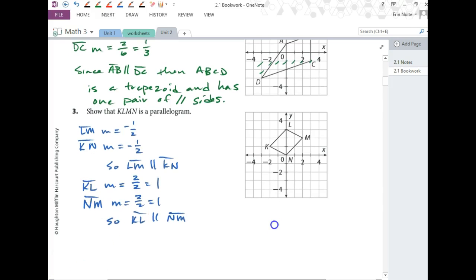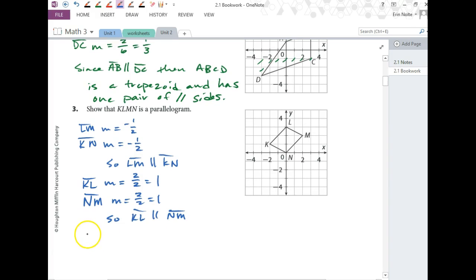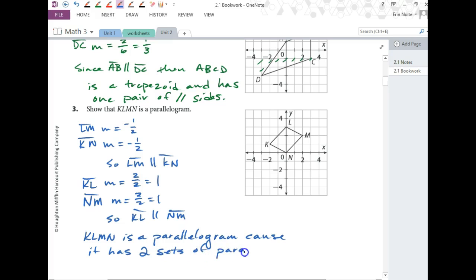So your statement for this could be KLMN is a parallelogram because it has 2 sets of parallel lines. Okay, so that's the key piece of that. There's 2 sets.